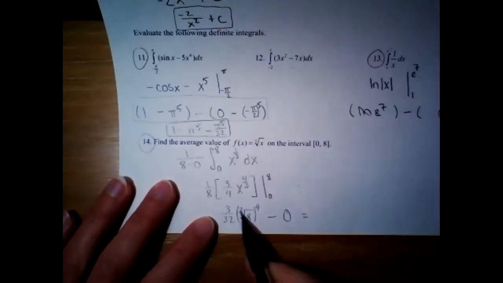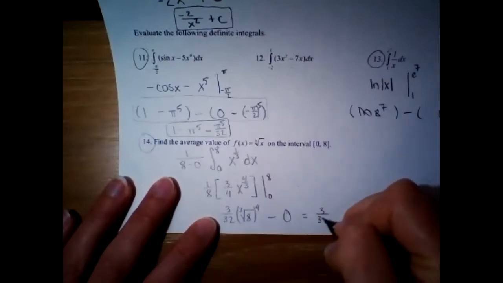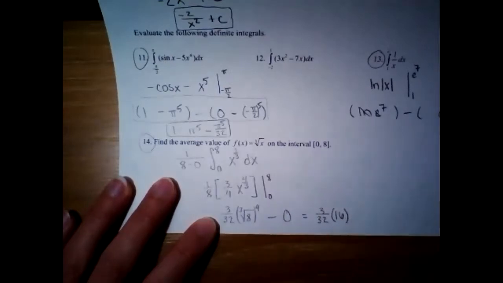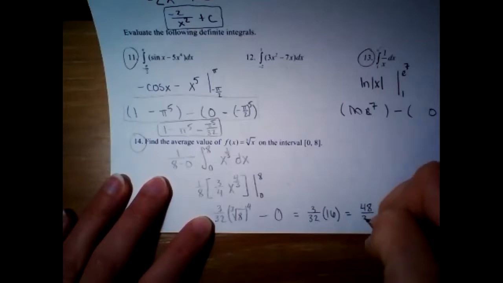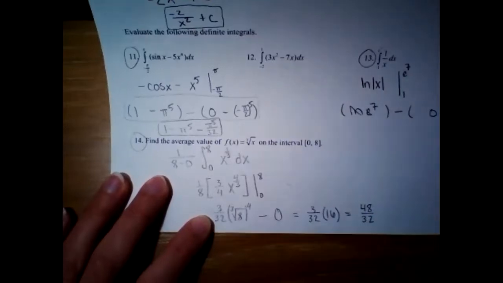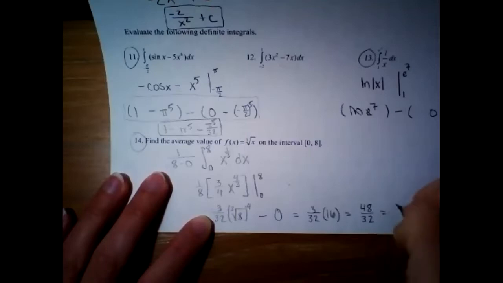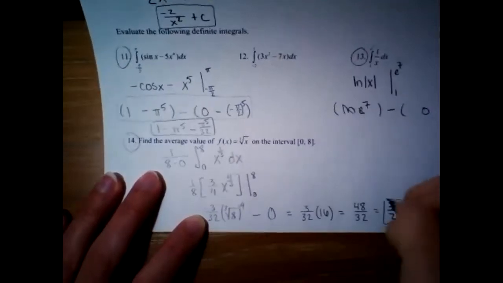All right, and then let's see. Cube root of 8 is 2. And 2 to the 4th would be 16. So this would be 3 over 32 times 16. 16 times 3 would be 48. So 48 over 32, which, gosh, let me see. What are those both going to divide by? Well, they'll both divide by 16. So that's going to be 3/2 for that if you simplify the whole way down.